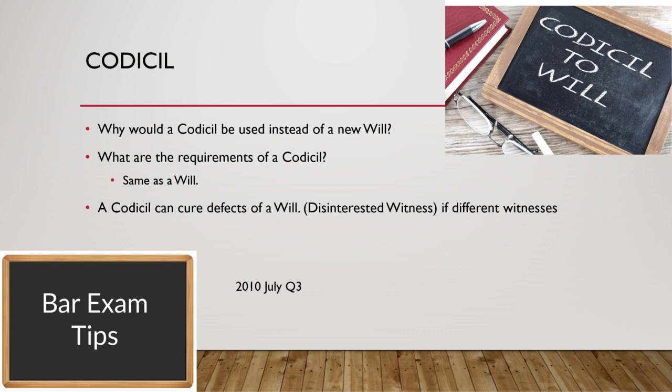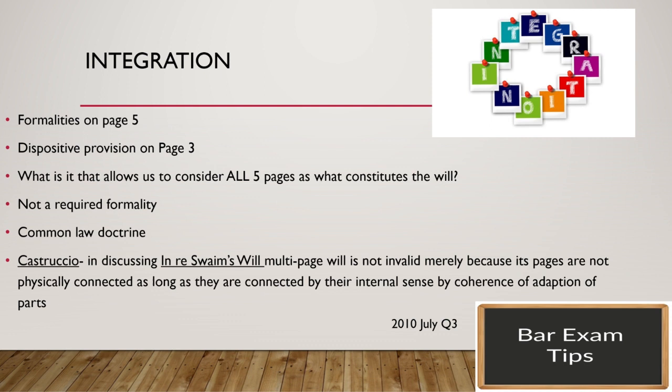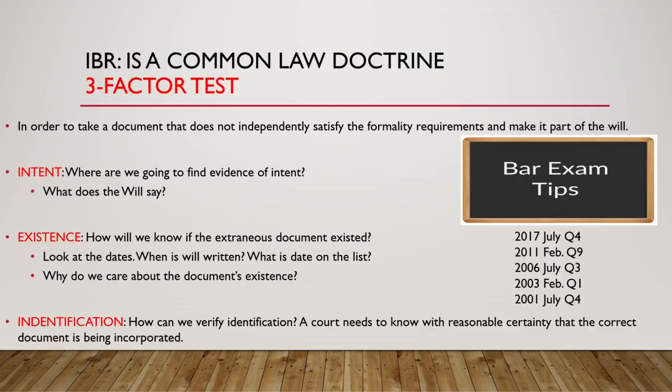Well, a codicil must be executed with the same requirements of a will. There's no shortcut. It can cure defects of a will. For example, if you had an interested witness signing as a witness and beneficiary, you might be able to cure that by different witnesses on the codicil. Integration, again, formalities are on the last page. How do you make pages 1 through 5 part of the will? Take a look at the Constitutes case. That does a very good job at laying this out.